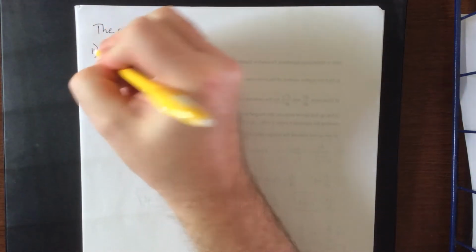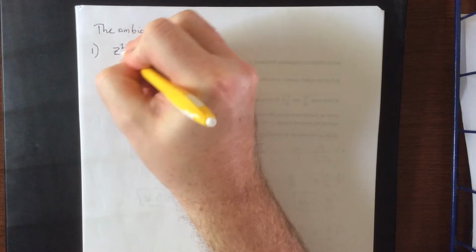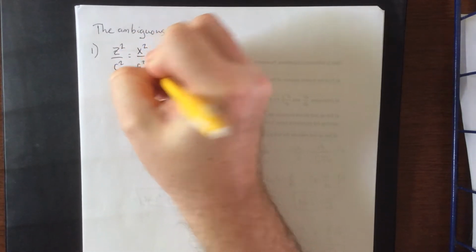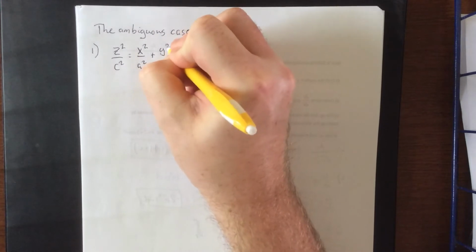Alright, next up we have three more quadric surfaces to talk about, and they are what I refer to as the ambiguous cases. The reason I call them the ambiguous cases, well, you'll see in just a moment. So first one. First one is a very precise form.